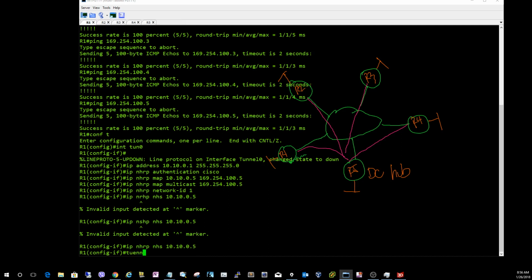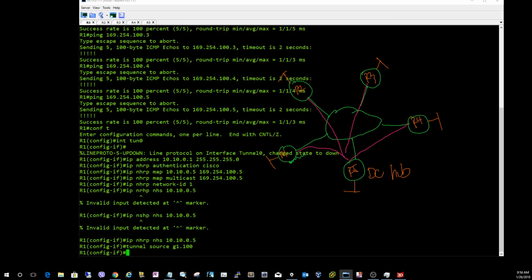Then we now go to the tunnel. Let's set up the tunnel. Tunnel source in this case would be the interface of our WAN facing the internet. Tunnel source gig 1.100. Okay, then I'm going to do tunnel mode GRE multipoint. I'm going to do phase 2.